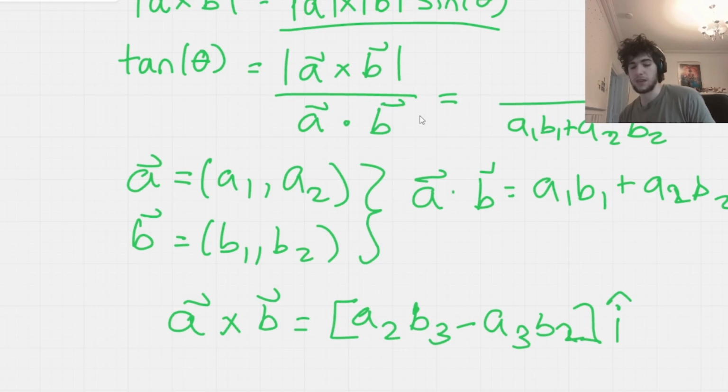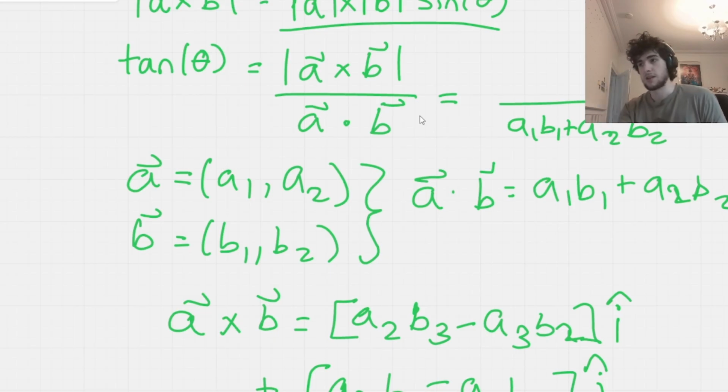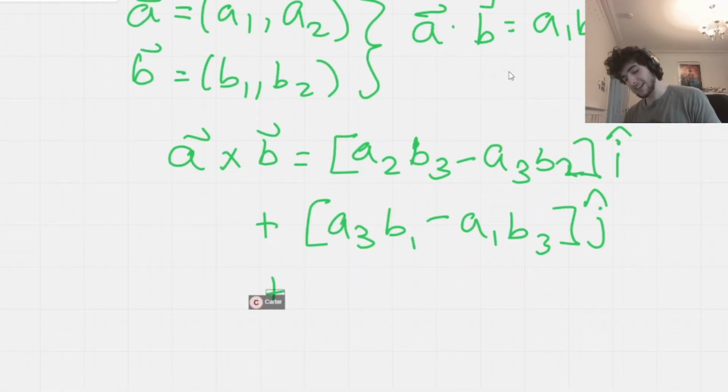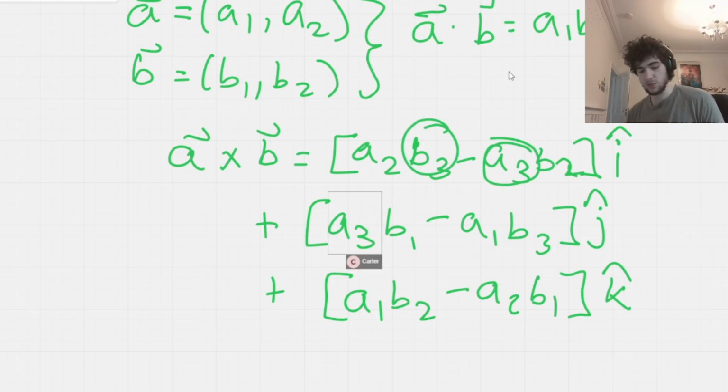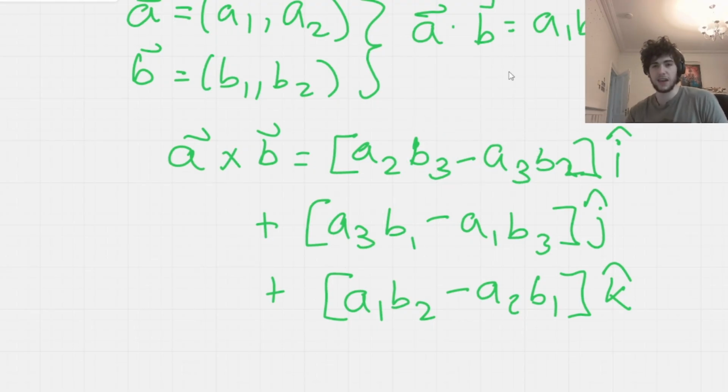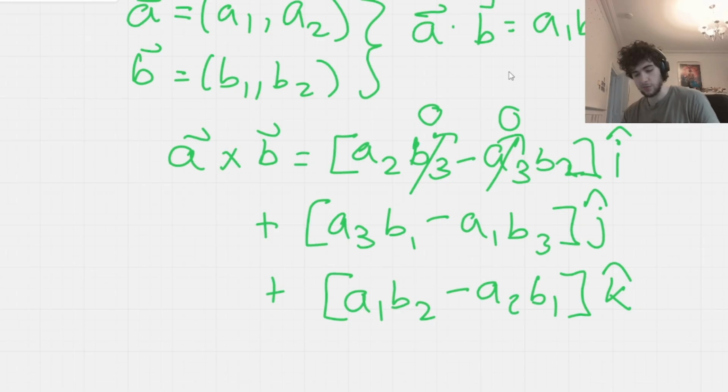So you have A2 B3 minus A3 B2 multiplied by i hat, the unit vector in the x direction, add A3 B1 minus A1 B3 multiplied by j hat, the unit vector in the y direction, and then add A1 B2 minus A2 B1 in the k, or z, direction, right? Well, we know that all of these other things are just 0, because we're in the xy plane, so we could treat A and B as 3D vectors with 0 as their z components. So this all becomes 0. 0 minus 0, multiplied by anything, is 0. And then all we have left is A1 B2 minus A2 B1, multiplied by k hat, so in the z direction.